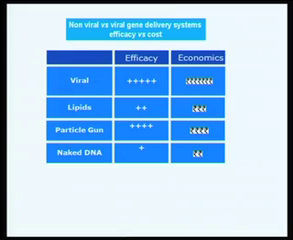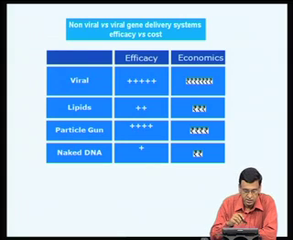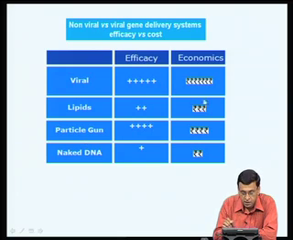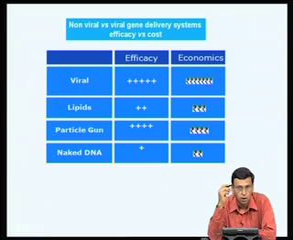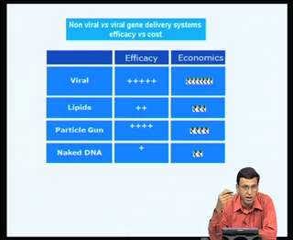This slide tells you the major advantages and disadvantages of these various vector systems. For example, if you take the viral systems compared to non-viral systems, the viral systems are highly efficient in terms of gene delivery, but in terms of economics they are very expensive. It costs a lot of money to clone your genes into viral vectors and generate a recombinant virus in sufficient titers and use them in either in vivo or ex vivo approaches.